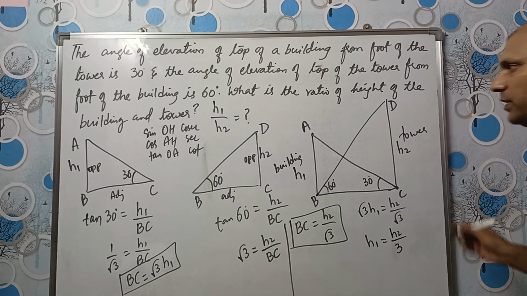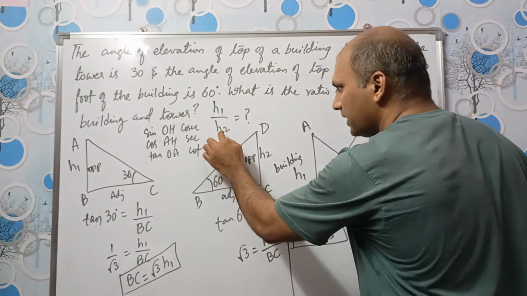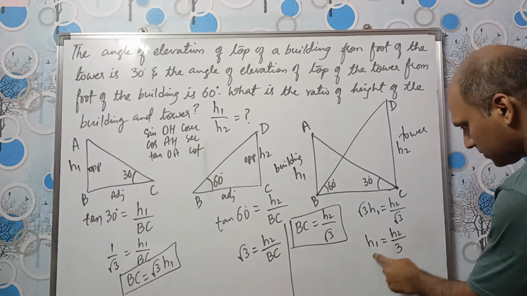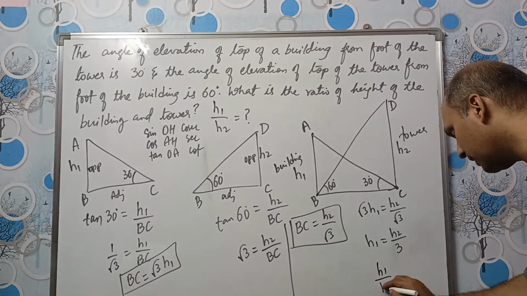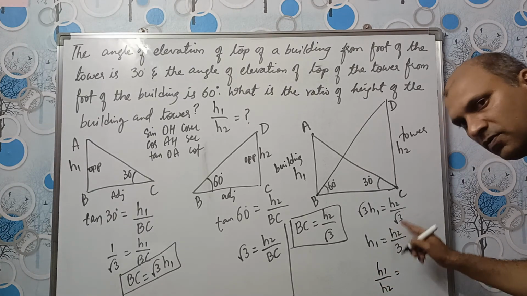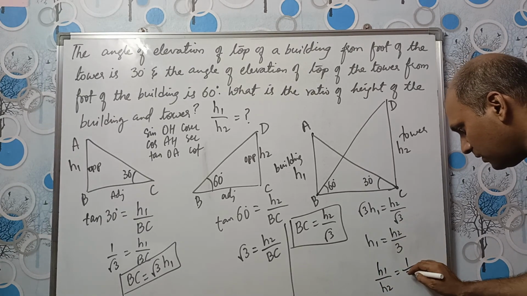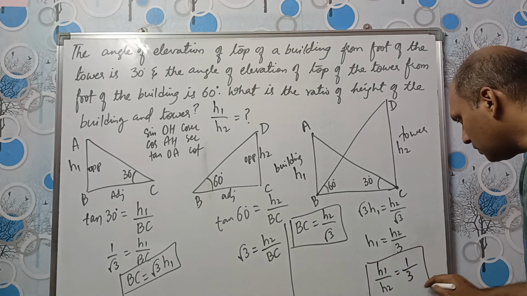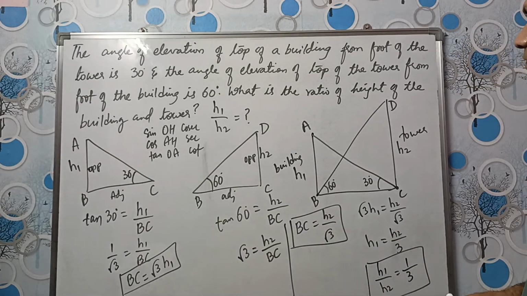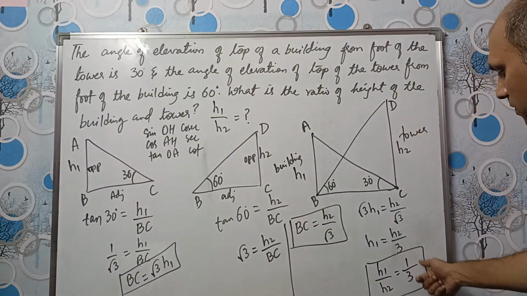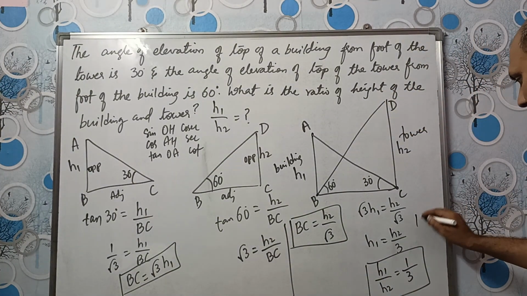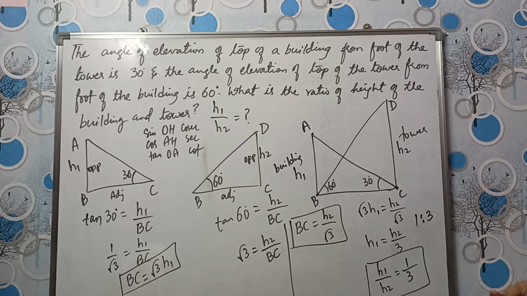What do we need to find? h1 divided by h2. So that means this h2 should be here in the denominator, right? So this will come here, it will be h1 divided by h2 is equal to 1 will be left here, don't make that mistake, 1 by 3. So the ratio of height of the building and height of the tower is 1:3. Alright, I hope you understood this problem.